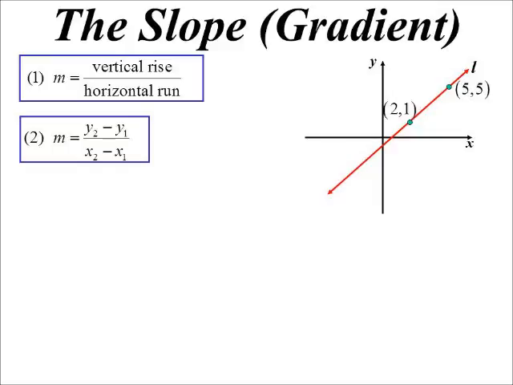So let's actually do that. 5 minus 1 over 5 minus 2. Oh, 4/3. There you go. That's the slope of that one.